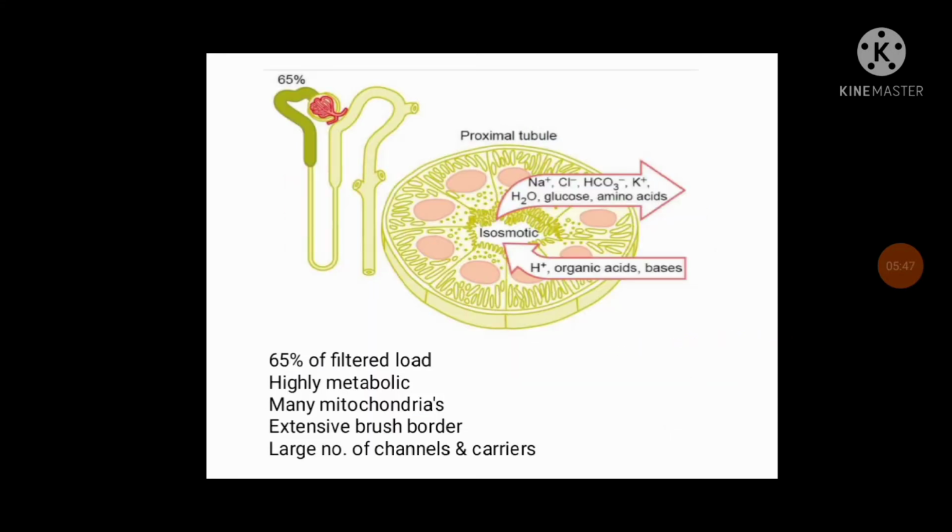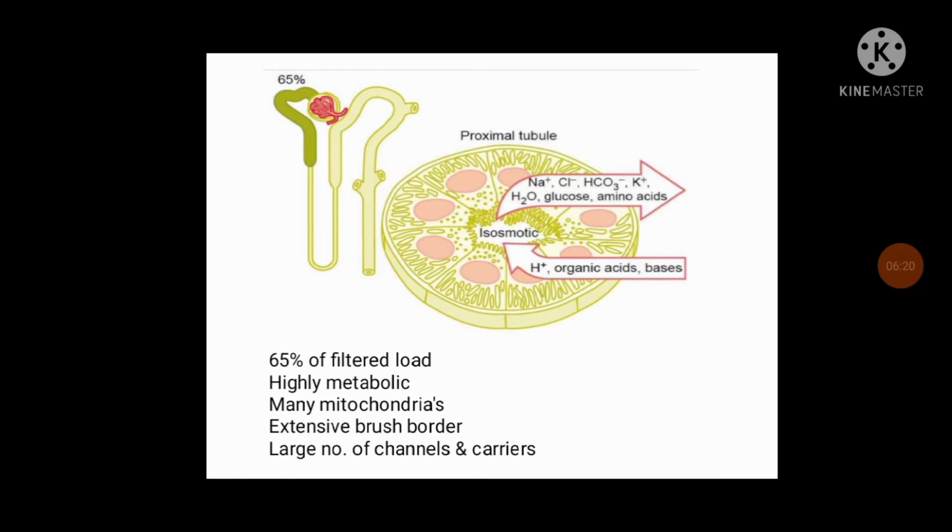Coming to the proximal convoluted tubule, it receives almost 20% of the plasma, which is called the filtration fraction. This proximal tubule is a very highly active structure which helps in the reabsorption of most of the substances which are filtered.